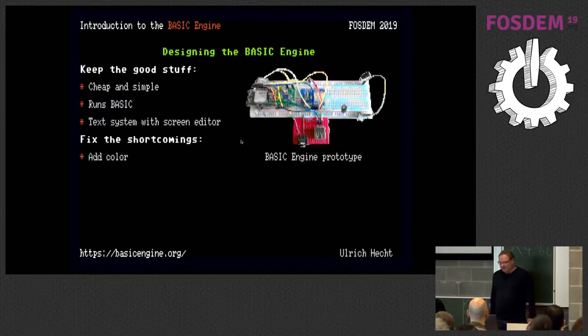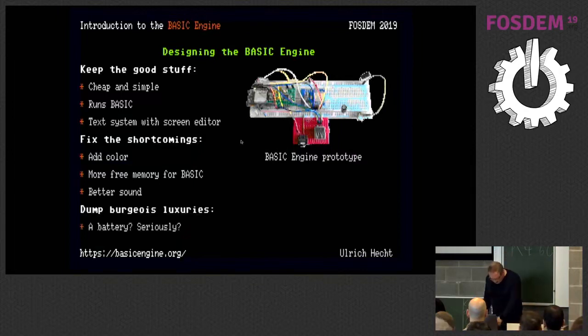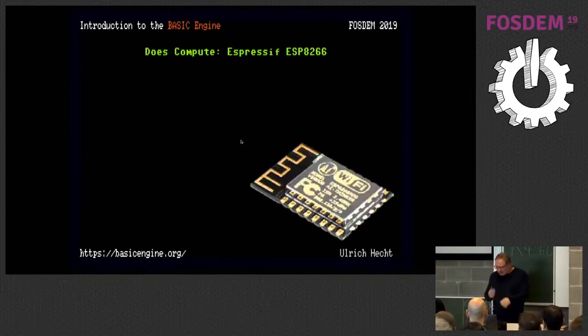And then of course it's supposed to be better than the other system. So it needs color. Monochrome is depressing, I cannot say that often enough. It needs to have more memory, of course. It needs to have better sound. Actually, I forgot to mention that the Toyoshi Tiny Basic System has a buzzer. And then battery, I mean, come on. No battery. If you need the time, you have a watch.